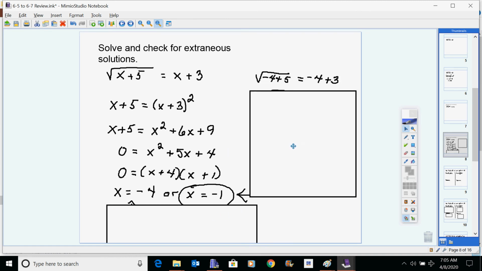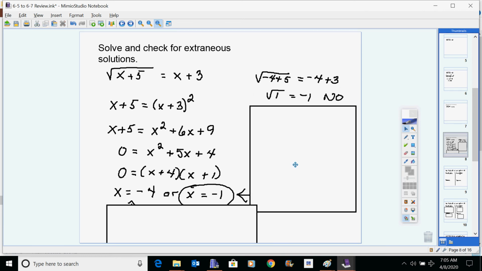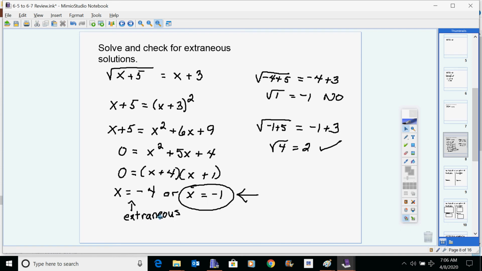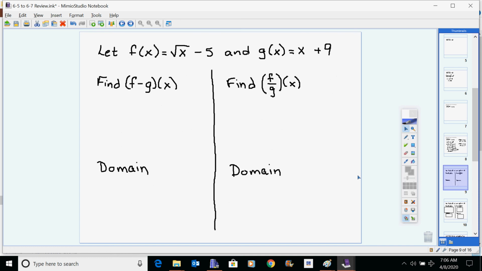That's because when you plug it back in to check, we get the square root of 1 equaling -1. Well, the square root symbol is looking for the principal root when there's nothing out in front of it, so we've got to be careful with that. So no, that one doesn't work. But when you plug in -1 as an answer, you get the square root of 4 equals 2, and that one works. So the other one is extraneous, which means it's not really a solution at all. But x equals -1 is your actual solution to that one. So always do all the work and check. There may be one or more that do not work, but they might both work too, so make sure you check them.